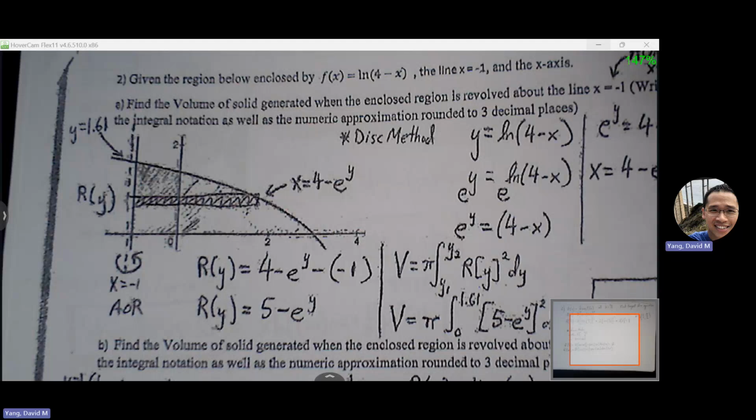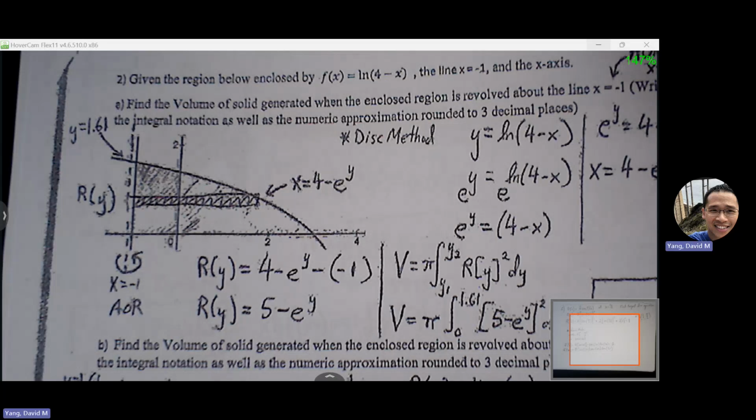To find the y-intercepts that we need for our bounds, you can just plug 0 into the original function to get the y value. You don't have to use this equation to find the y-intercept. Use the original equation. This will be easier. Just plug 0 in for x. Natural log of 4 is around 1.61. So that's going to be our upper bound for our volume.